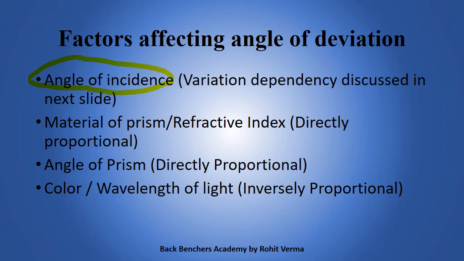Then the fourth thing is the color or the wavelength of light, which is inversely proportional. This is important. The other two were directly proportional. The first one, angle of incidence, is unique, whereas the last one, color or wavelength of light, is inversely proportional, a very different dependency compared to the other three. It means the more the wavelength of light, the less its deviation, which is pretty obviously understood.